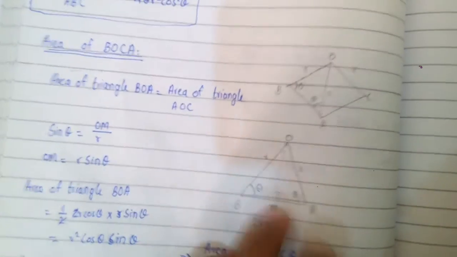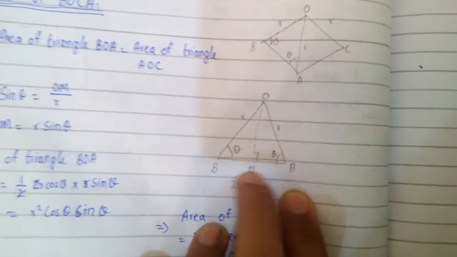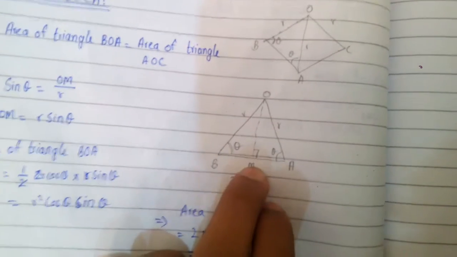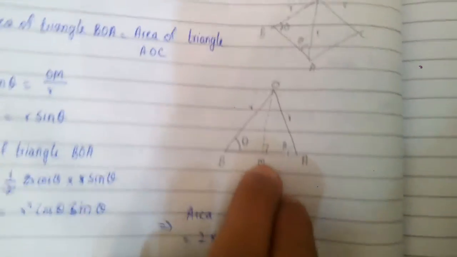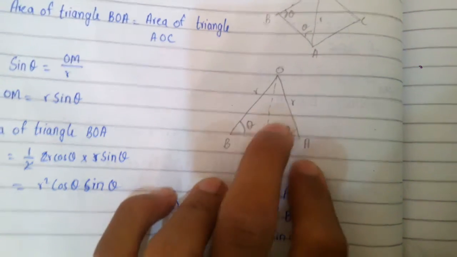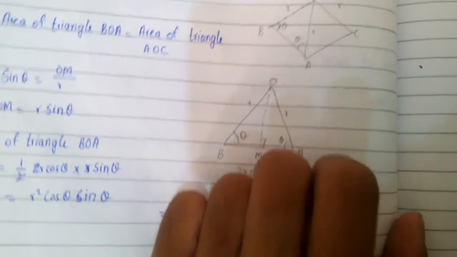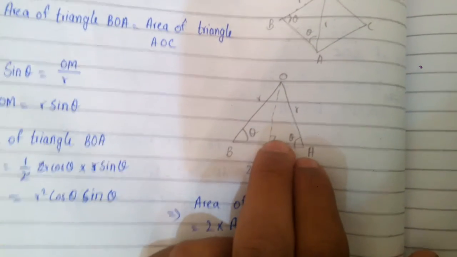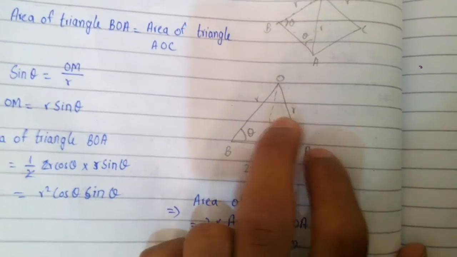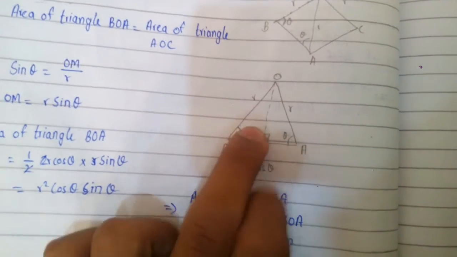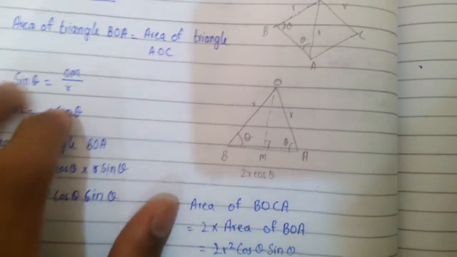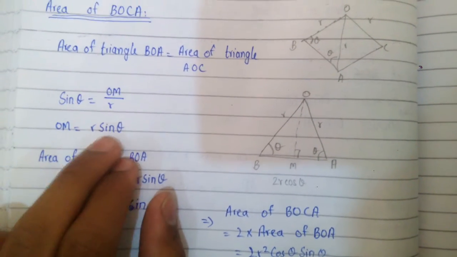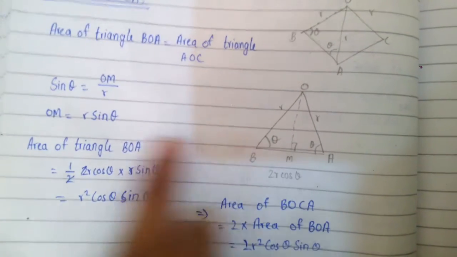This time you can draw a line from O, and I'm going to name the point M. We have to find this height in order to find the area, which is half base into height. Now in order to find the height, we know this is a right angle triangle. We have the hypotenuse, we have the angle theta, and we only need to find the height. So you can just use sine theta. Sine theta is equal to OM over R, so OM is equal to R sine theta. So the height is equal to R sine theta.